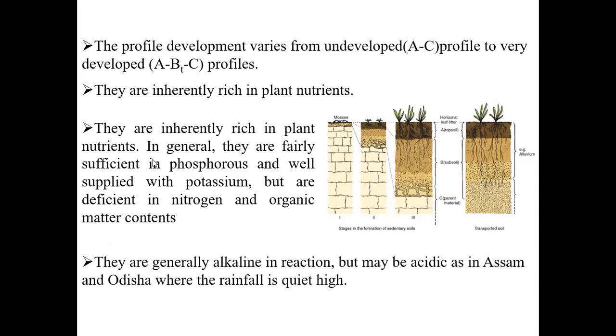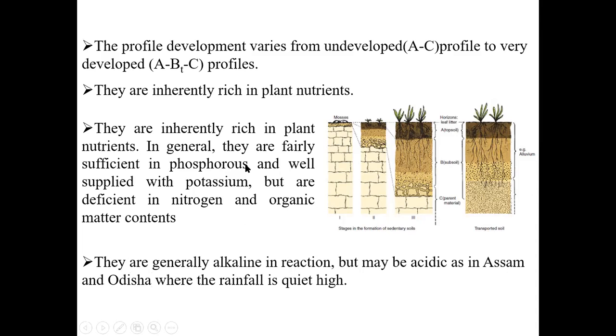Mostly these are alkaline in reaction, students, but may be acidic. Most of these alluvial deposits are alkaline in reaction, but there are some acidic reactions also, which you can see in Assam and Odisha, where the rainfall is quite high. Especially in Odisha, 80% of Odisha soils are acidic soil regions. But there is also one river there, the Mahanadi River, where you can get some alluvial texture conditions.